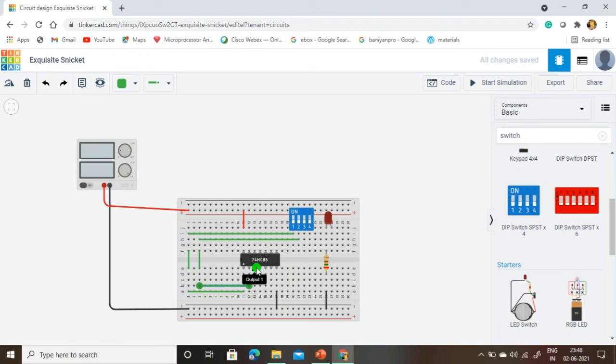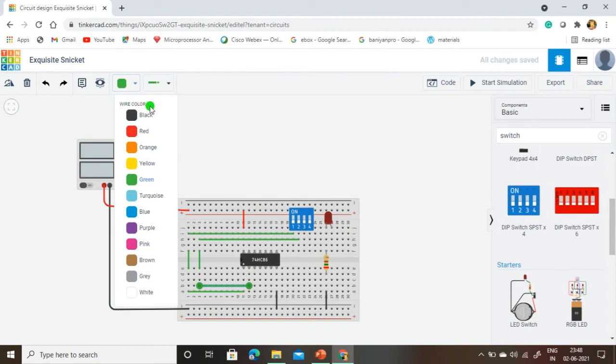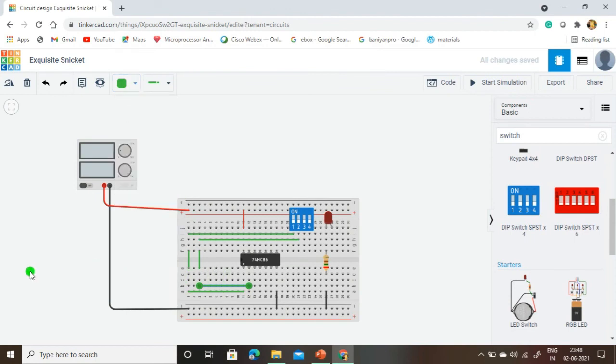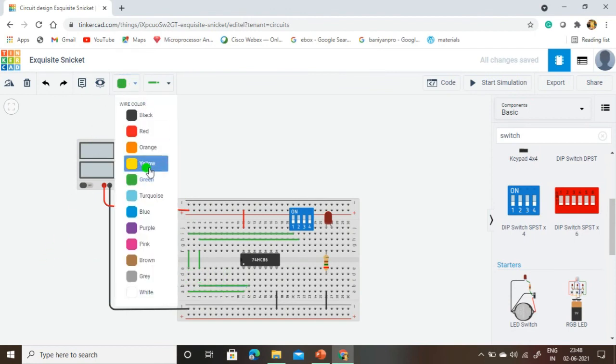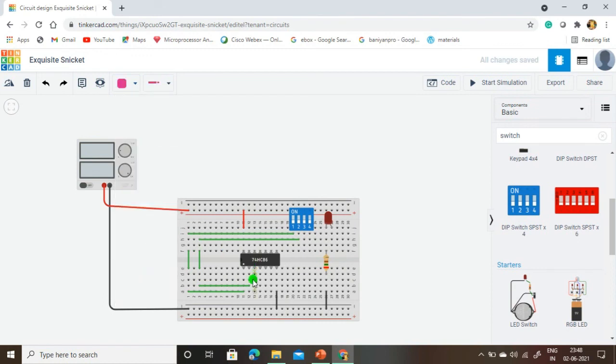Which pin is the output? Third pin is the output. That's why first we are going to change the color of this output terminal. For the output we are using pink color. The output is the third pin, from here to this terminal, that is the anode terminal, to be connected to the output. Okay, this is the circuit of the XOR operation. This is the complete circuit.